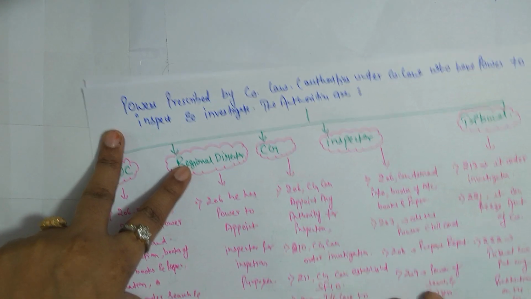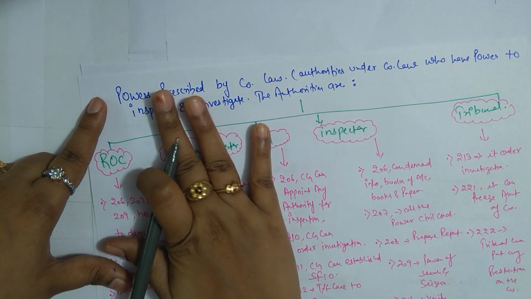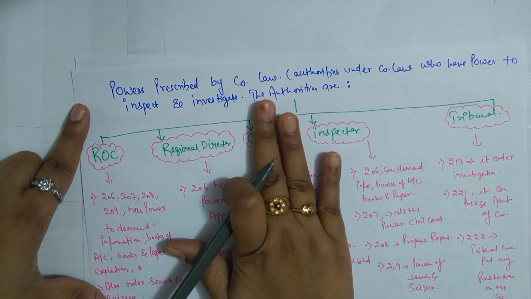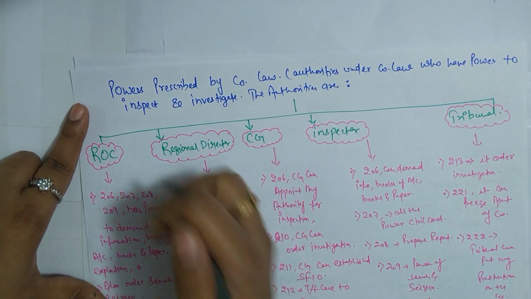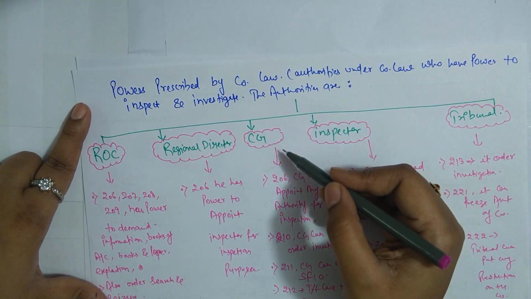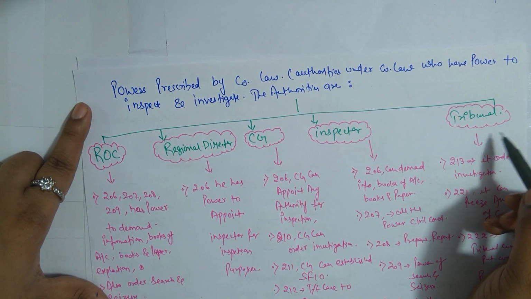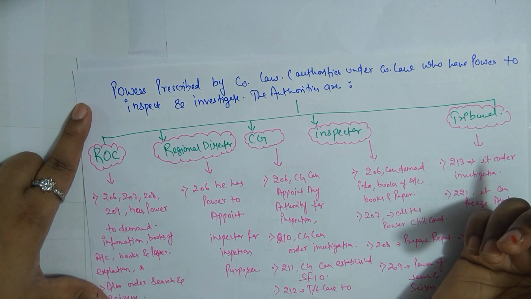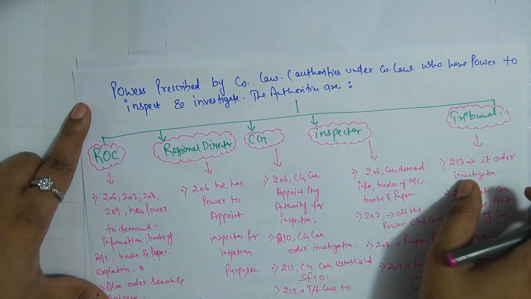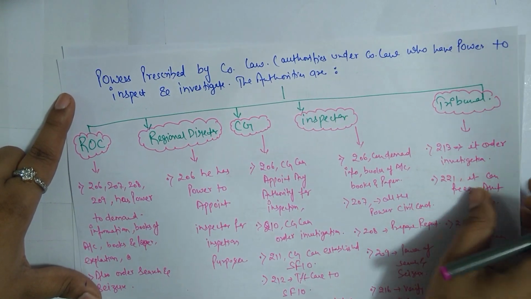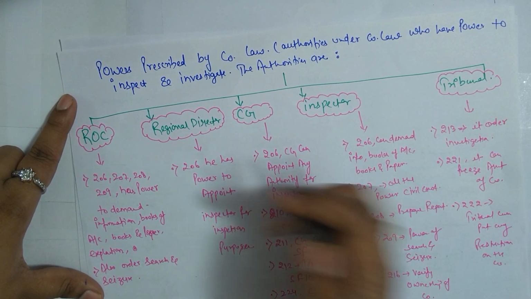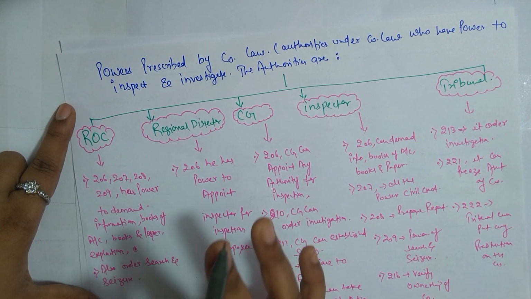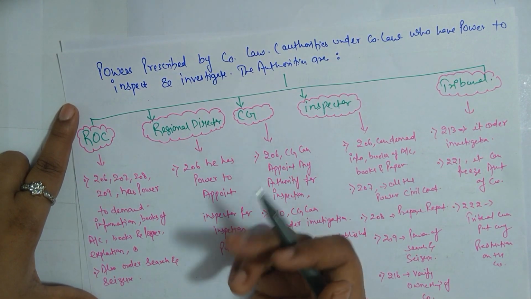I hope you understand that whenever we are conducting inquiry, inspection and investigation, we have 5 authorities in the form of different sections: your ROC, your regional director, your CG, your inspector and your tribunal. The 5 have the right, or we can say power, to prescribe any type of information from the company while conducting any type of investigation, inquiry and inspection. ROC deals with sections 206, 7, 8 and 9 and demands any information from the company related to books of account and explanation.